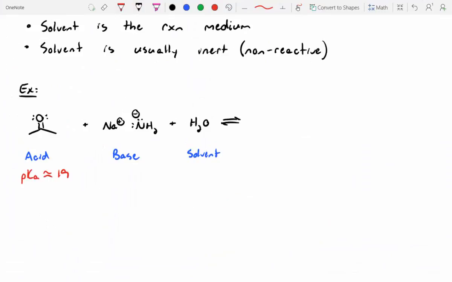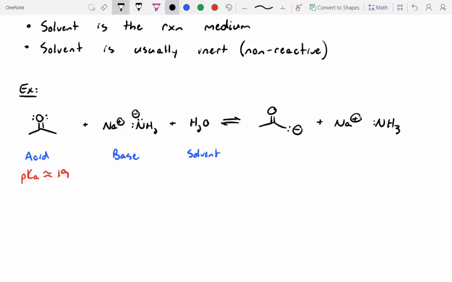There we go. So we're going to steal a proton from our acid. And ideally, what we want is to steal one of those protons. We would form ammonia in this process. However, does anybody see a problem with this?